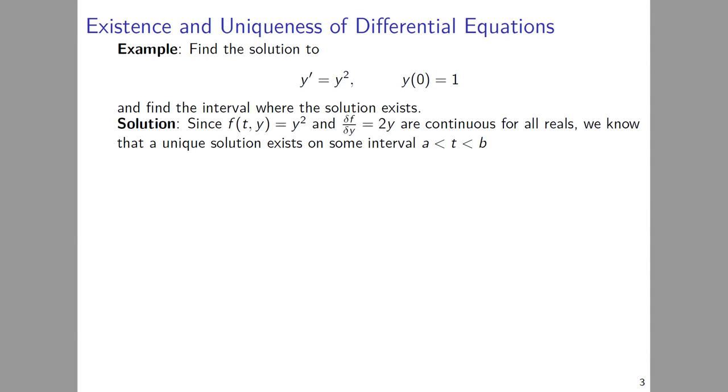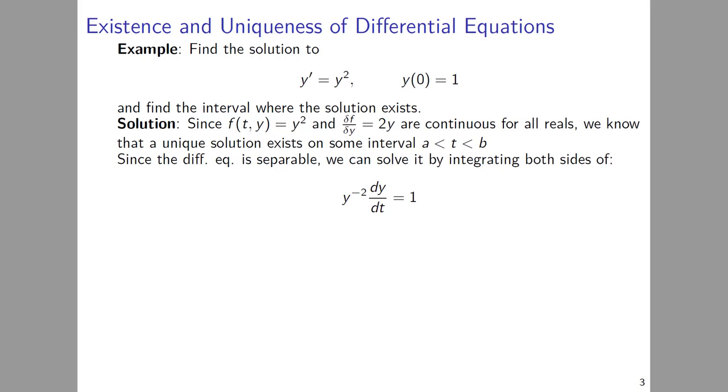And we need to check that f of t,y and the partial of f with respect to y are both continuous. Since f of t,y equals y squared and the partial of f with respect to y equals 2y are both polynomials, they are continuous for all real numbers. So we know that a unique solution exists on some interval for t between a and b on the real number line.